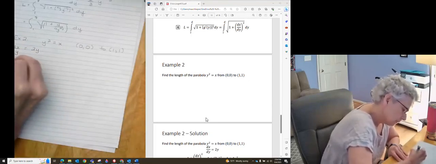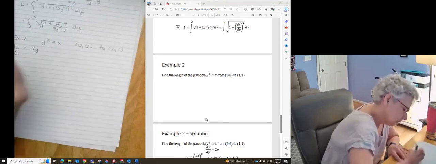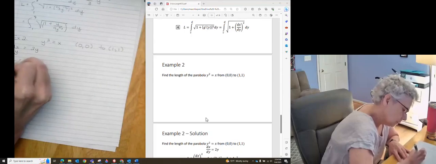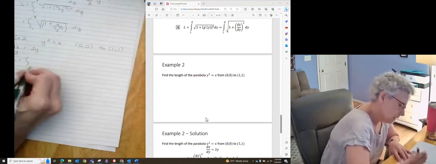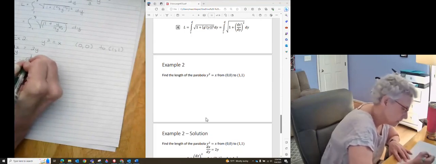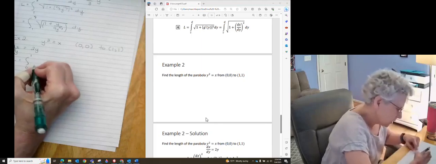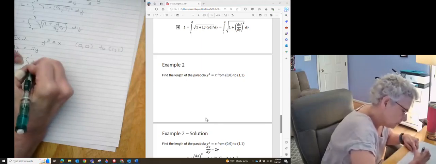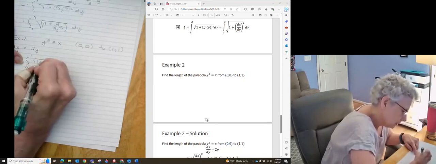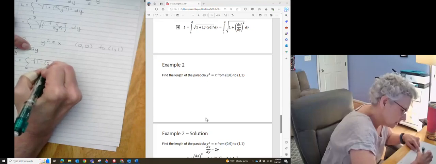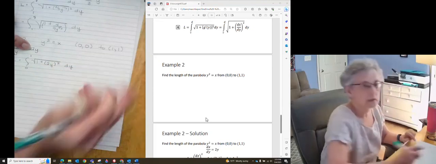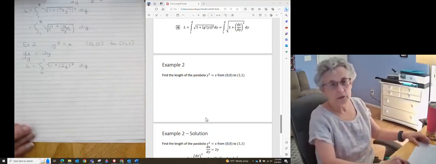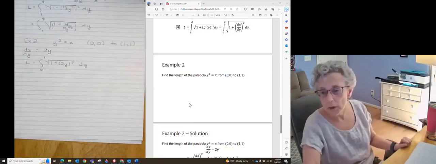So we have the length is equal to the integral from, our y's go from 0 to 1, x's went from 0 to 1 too. So 0 to 1 of the square root of 1 plus (2y) squared dy. Now this one's going to require a little more work.